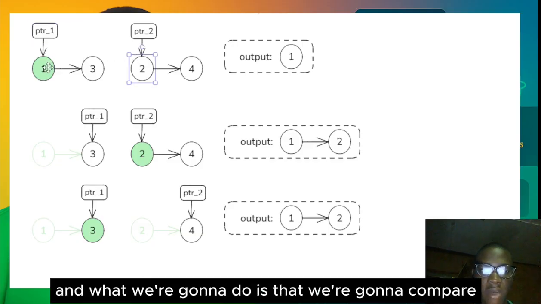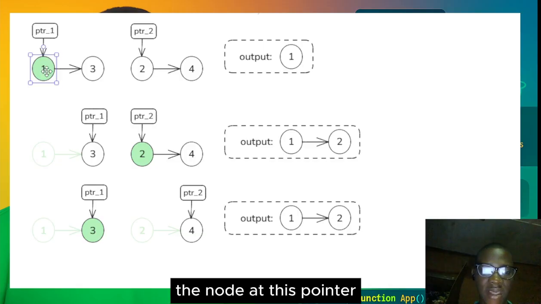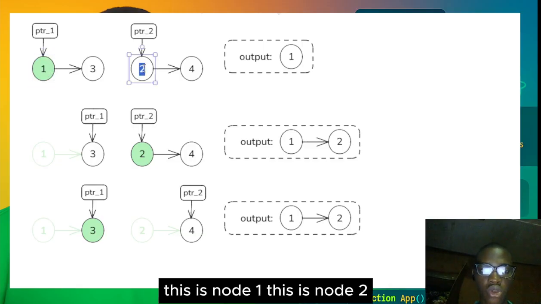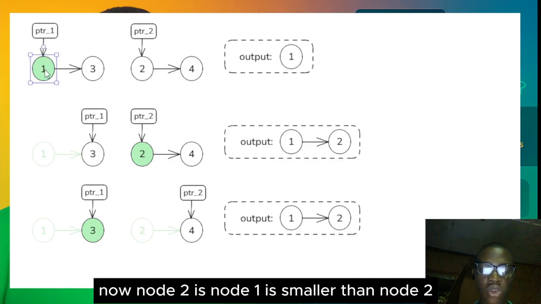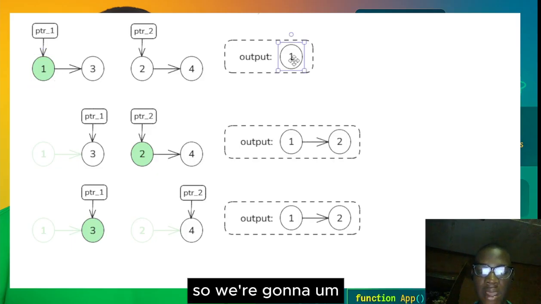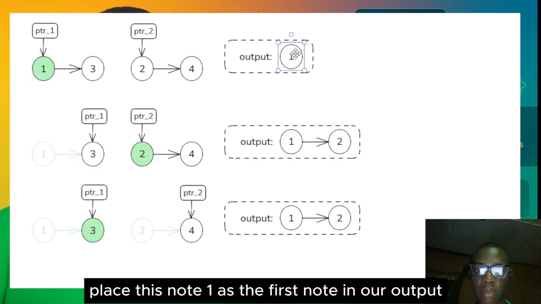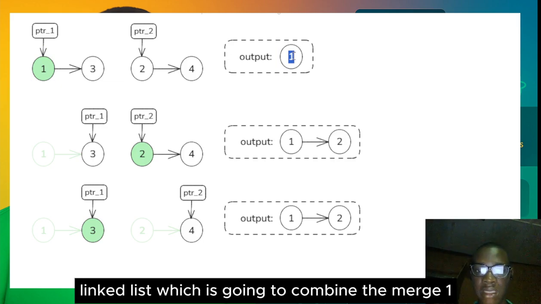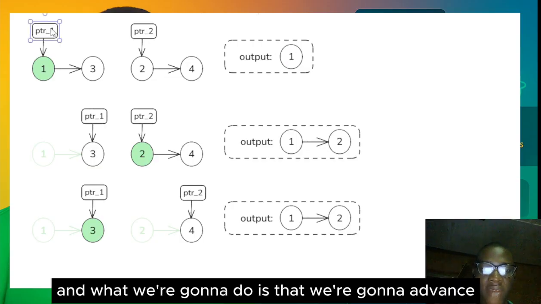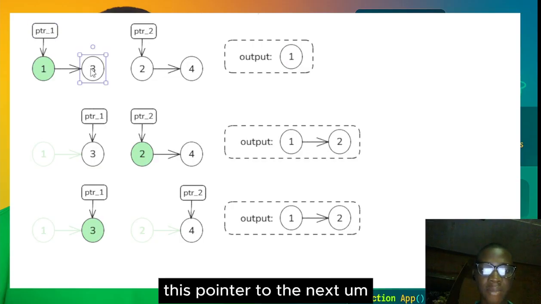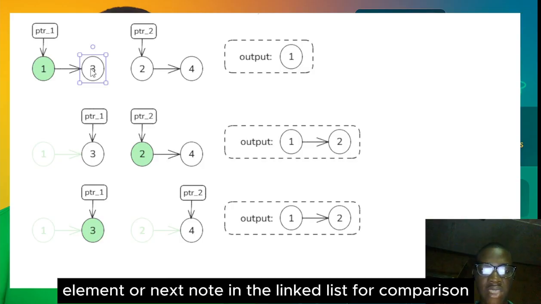What we're going to do is compare the nodes at these pointers. This is node 1, this is node 2. Node 1 is smaller than node 2, so we're going to place this node 1 as the first node in our output linked list, which is going to combine the merge. And we're going to advance this pointer to the next node in the linked list for comparison again.